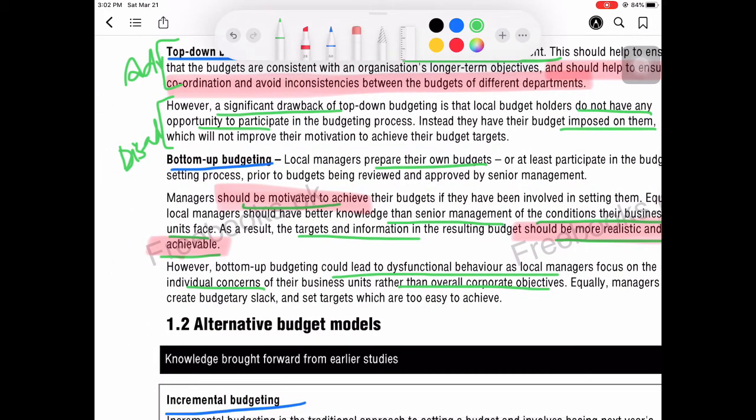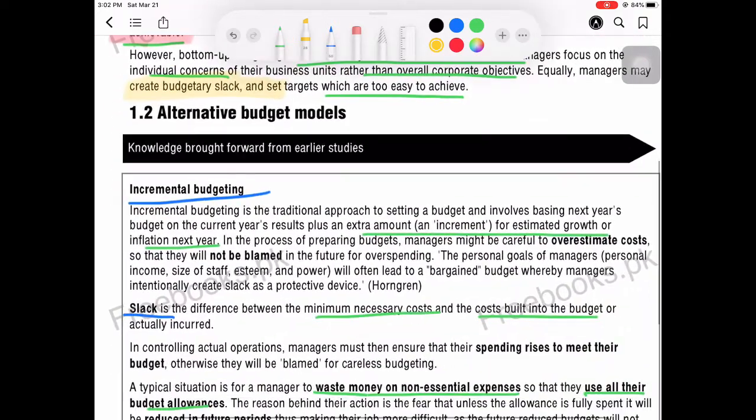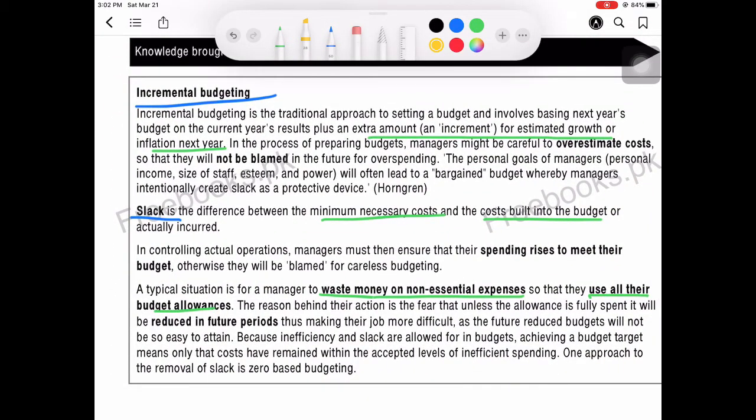It's easy. Equally, managers create budgetary slack and set targets which are too easy to achieve. They create budgetary slack. So budgetary slack, just to give what it is, because the word has just come up here, it is the difference between the minimum necessary costs and the costs built into the budget or actually incurred. So this is basically how much money you actually need to incur that expense, versus the cost built into the budget that is allocated for that particular expense.